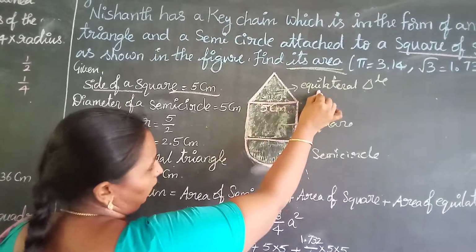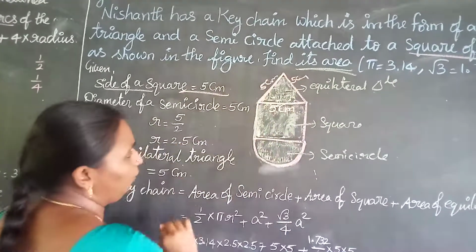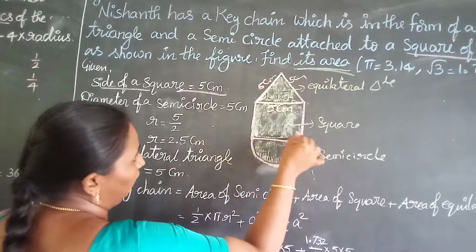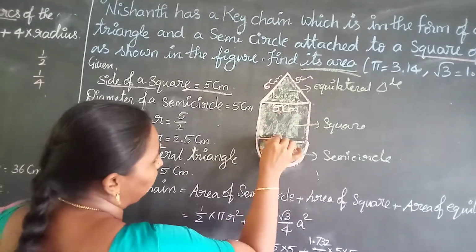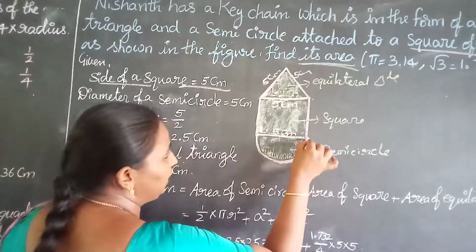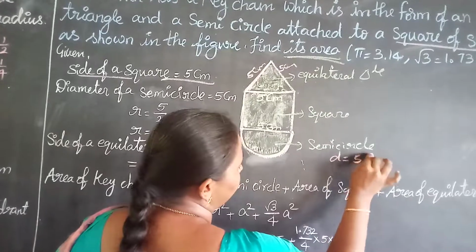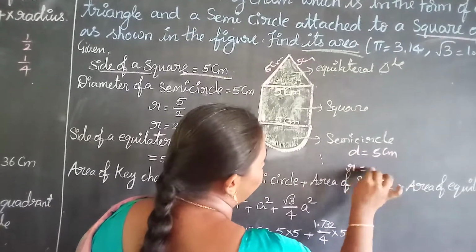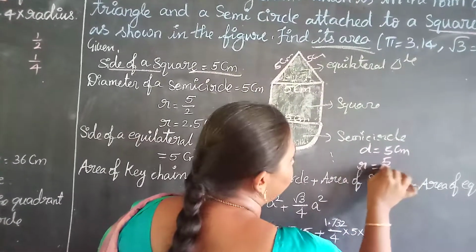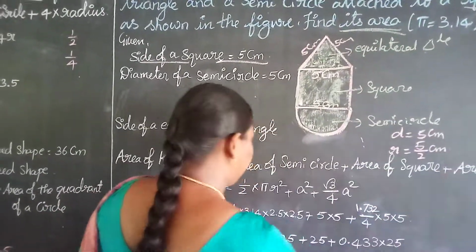Now it is an equilateral triangle. This side should be 5 cm. This side also 5 cm. So this is a square, 5. This side is 5 cm now. This one also 5 cm. The diameter of the semicircle is 5 cm. That is D value 5 cm. Then what will be the radius of this semicircle? 5 by 2 cm. Otherwise you can write 2.5 cm.